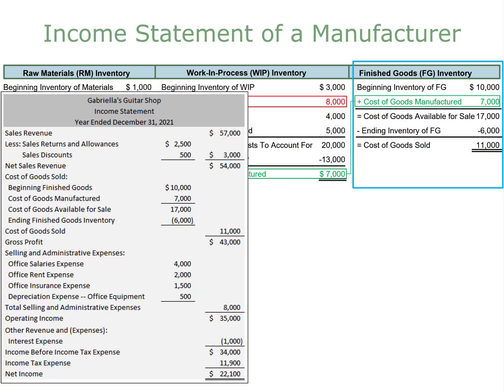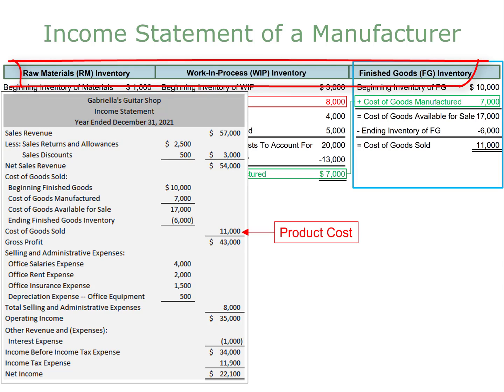Now remember, cost of goods sold is a product cost. Also remember, the costs of building a product don't become an expense until the product is sold, and the expense is called cost of goods sold. So the costs of building the guitars are kept in one of the inventory accounts until the guitar is sold. Those inventory accounts are raw materials inventory, work in process inventory, and finished goods inventory.